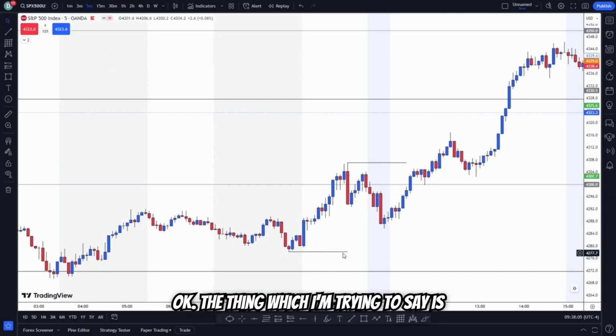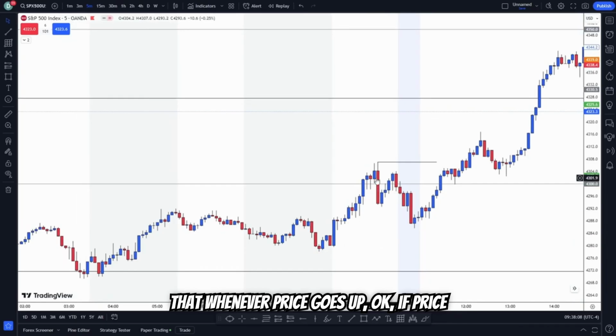The thing which I'm trying to say is that whenever price goes up, if price leaves small down close candles, those candles are formed by algorithms, okay? So that the price should not go below that, not this one. Like this swing, you can see that it's a clear swing, right? Swing low, that short term high, that short term low in the left of it, and short term low in the right of it. So this is a swing low.